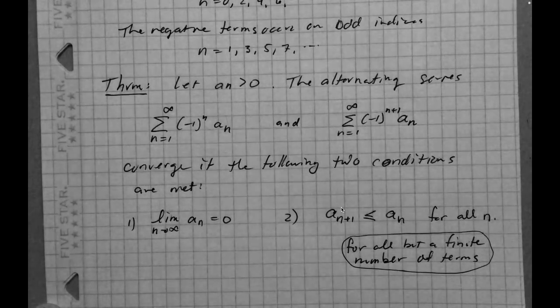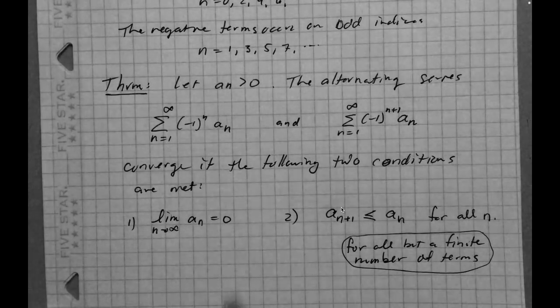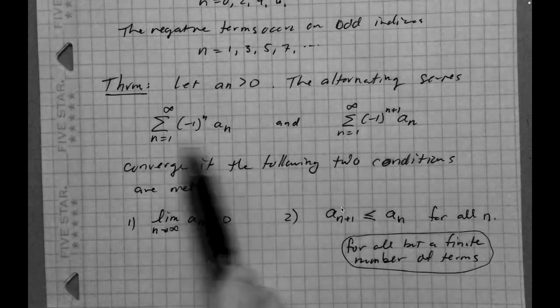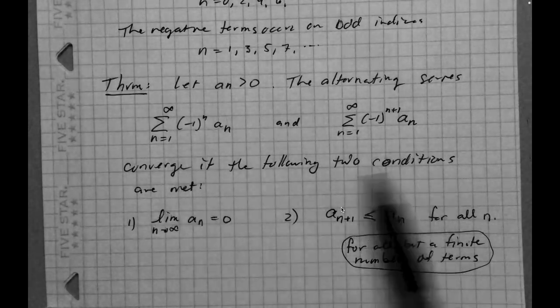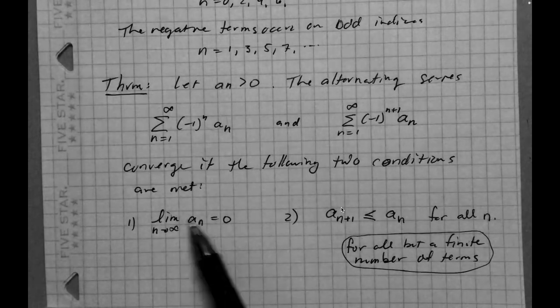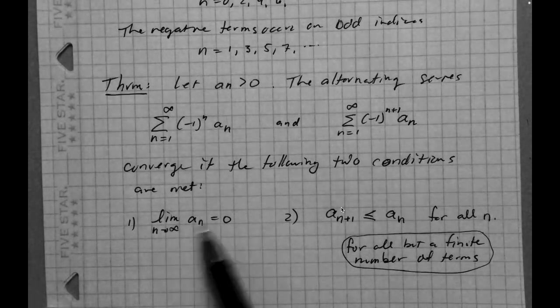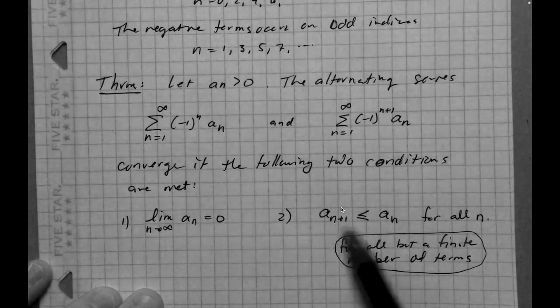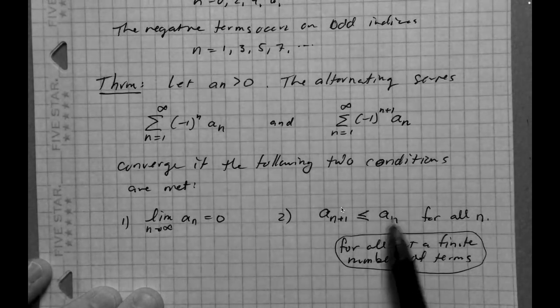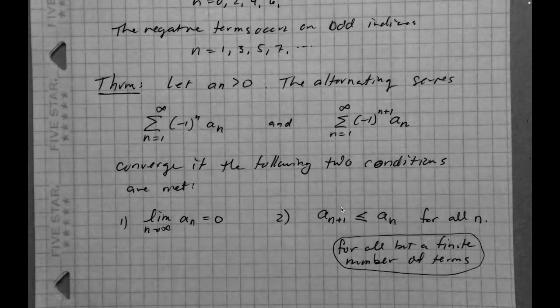Okay. So the theorem basically says, look, if you've got an alternating series, you can write it like this. That series, whichever way it goes, is going to converge if the nth term has a limit of 0 as n goes to infinity, and if the sequence of terms is decreasing. Namely, as you go further out, the terms get smaller.